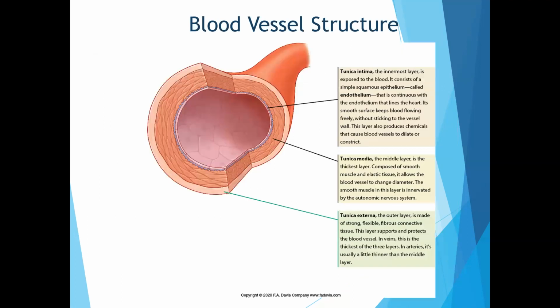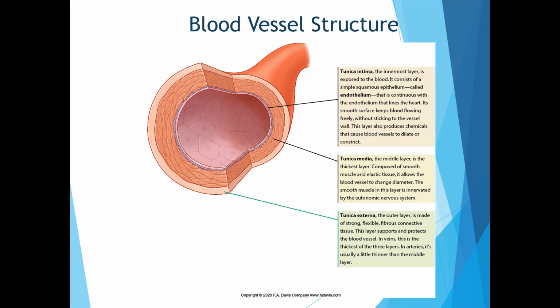Okay, so let's talk through it quickly with the actual picture. So you'll see the tunica intima is a very thin layer on that inside there. And like I said, this is simple squamous epithelium. It's called endothelium because it's on the innermost portion here. And as we said, it's continuous with the lining of the heart.